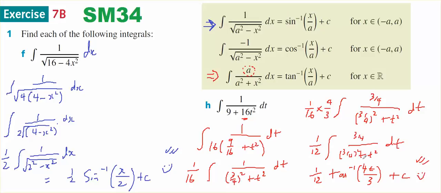So that's how I've manipulated the form so they end up with a squared plus t squared. And I've had to take out common factors and multiply by 3/4, therefore I multiply by 4/3 out the front. Okay, so that's how I've done those two.